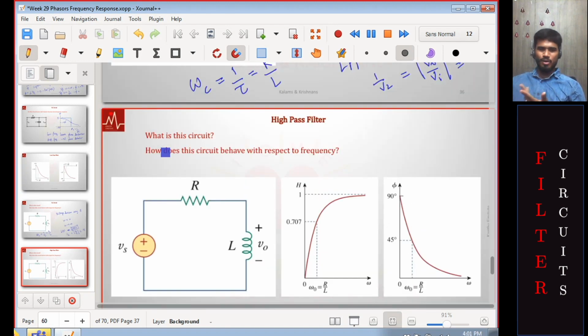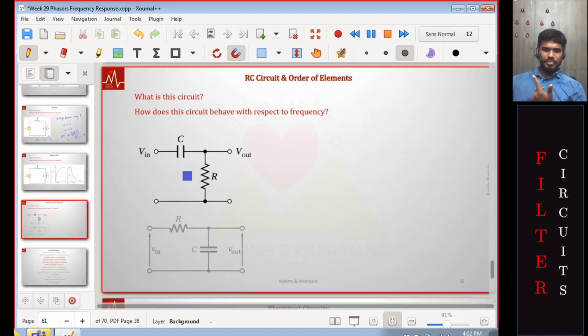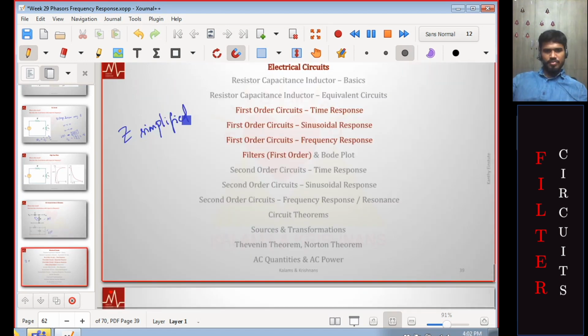In fact, right now we are in a position to try this again, with just the standard steps we did for the RC circuit. If you replace R and C, you are going to get a different response. This is a different circuit, the response will be very different. This was LPF, this will be HPF. Beware. But the cutoff frequency will be the same, still 1 over tau. Whether it's high pass or low pass will change. Z simplified our life.